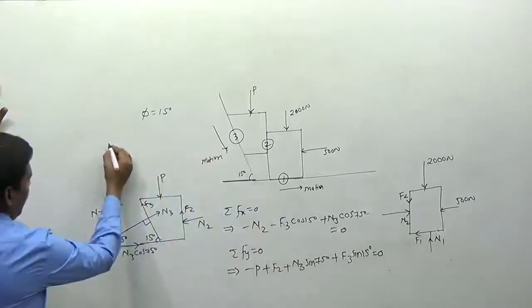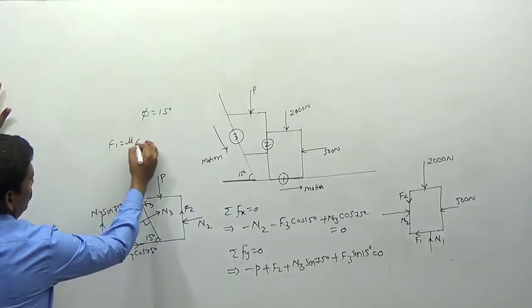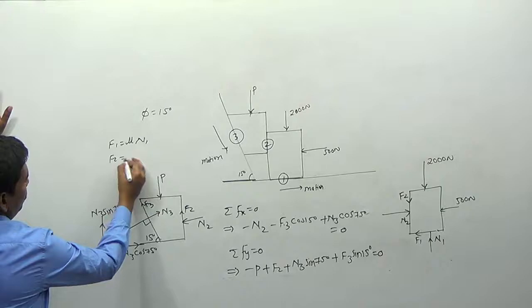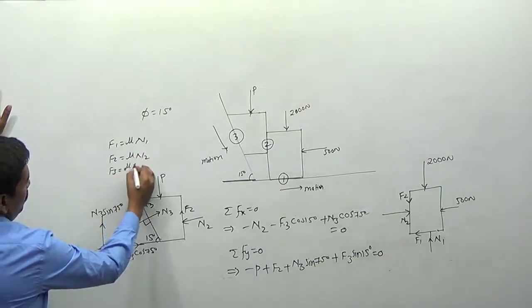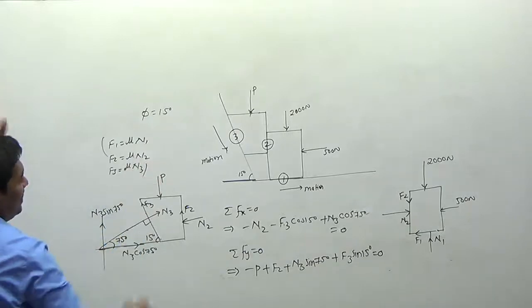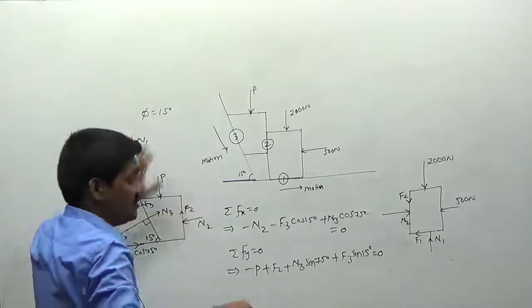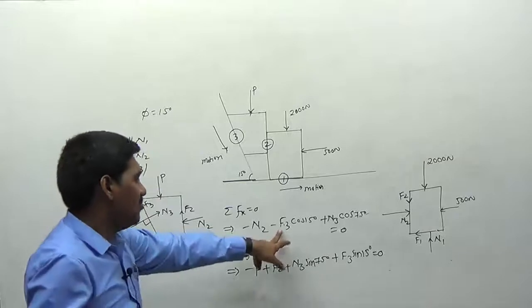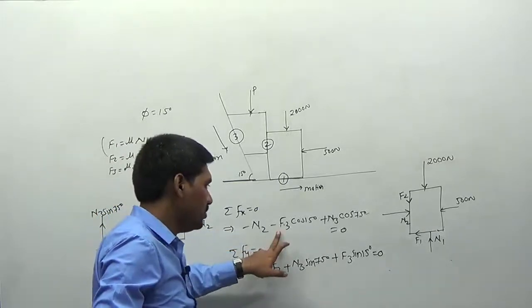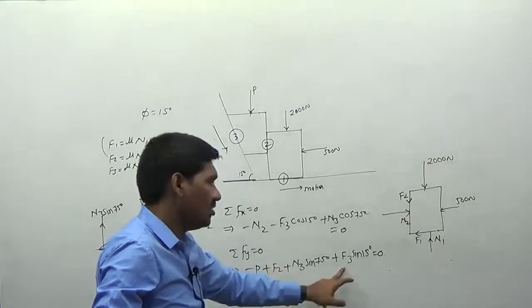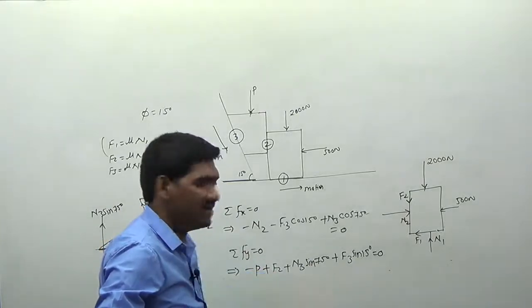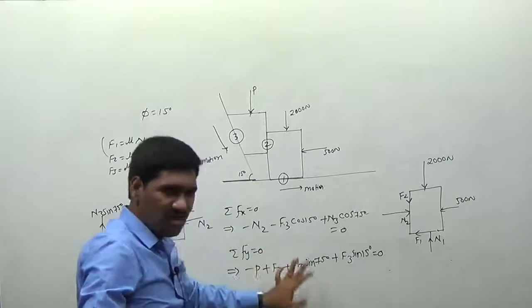Again I am writing, F1 is equal to mu into N1, F2 is equal to mu into N2, and F3 is equal to mu into N3. These are called the equations for the frictions here. Okay, so keep these equations aside.